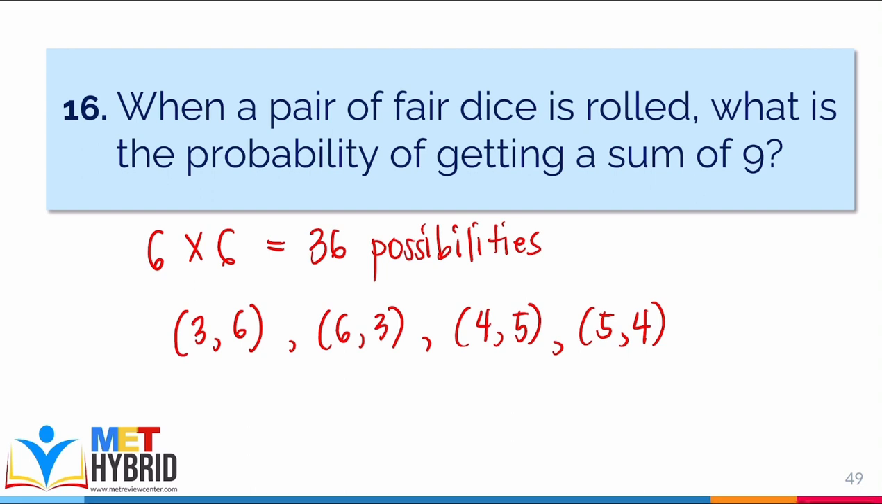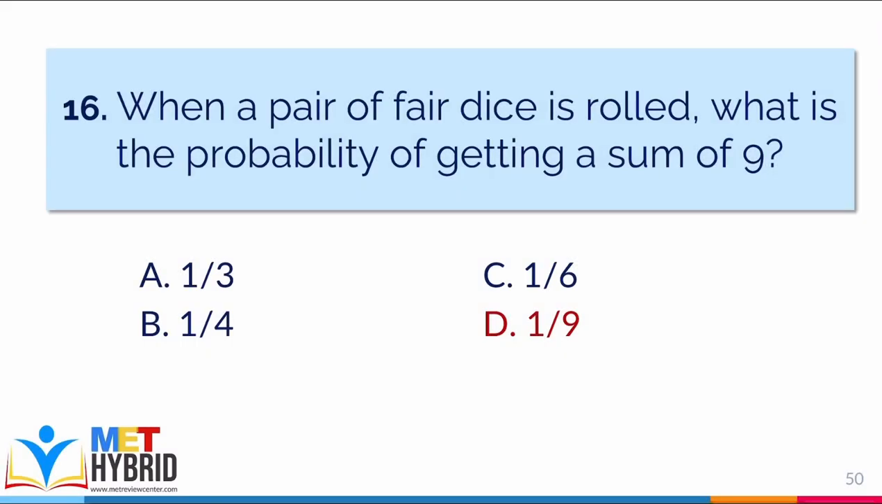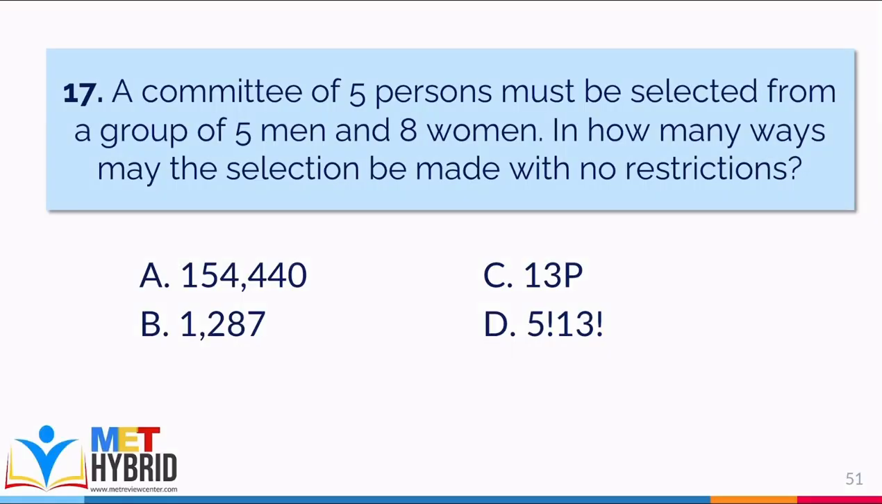Now the probability is 4 over 36 or 1 over 9. The answer is letter D, 1 over 9.